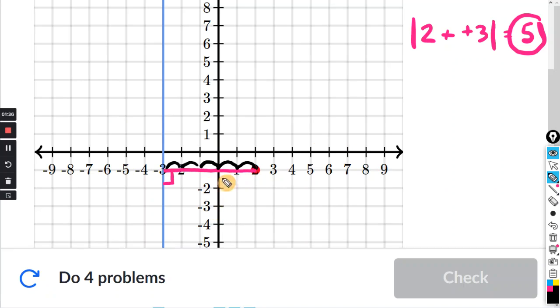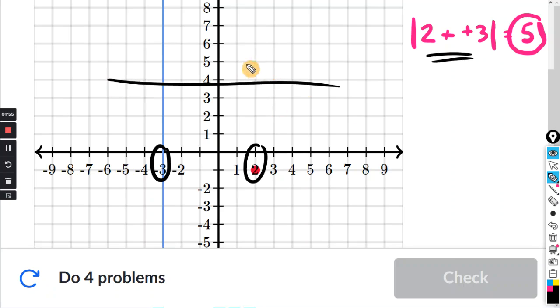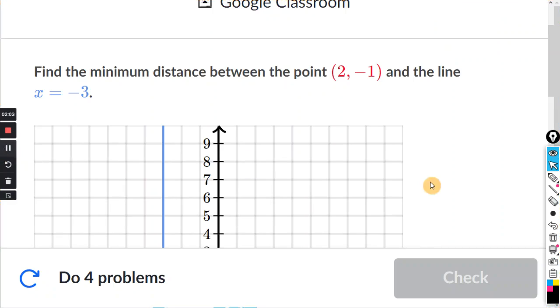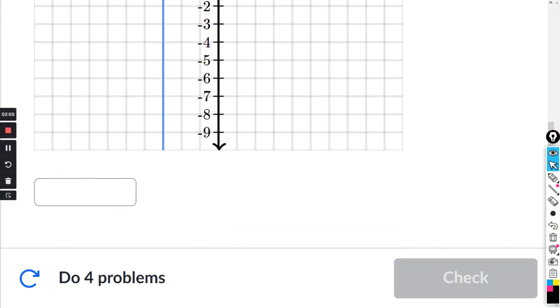If the distance is so great that you can't count, just subtract the absolute value of the x-coordinate of the point and the x-coordinate of the line. And if it's originally a horizontal line and you have to draw a vertical line, then you're just going to do the y-coordinates. So this answer here is just 5.